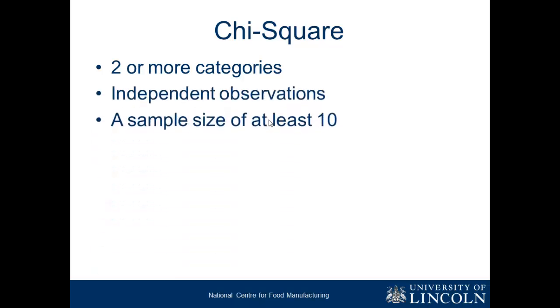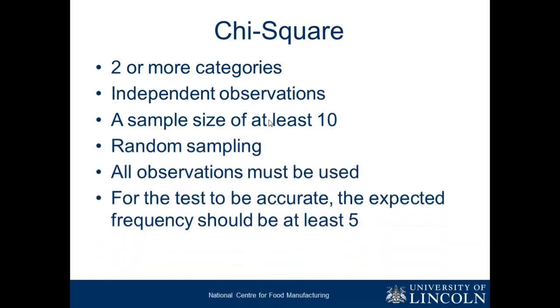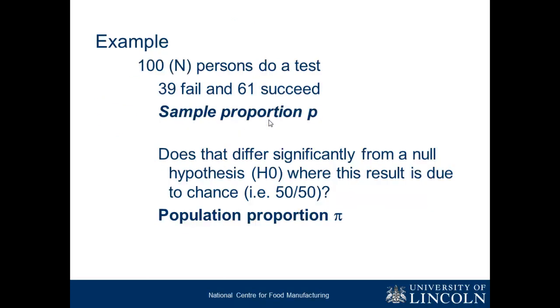Now it's going to be an independent observation, and you need a sample size of at least 10. Then random sampling is required. All observations must be used. For the test to be accurate, the expected frequency should be at least 5 in each cell of the table. I will explain what this means.